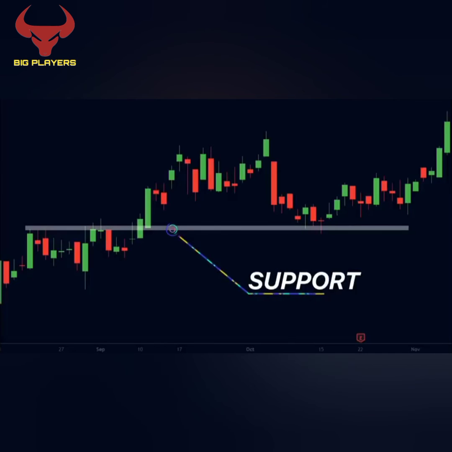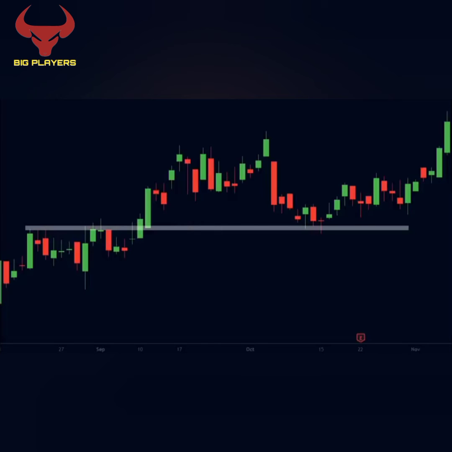So now, this level has turned from resistance to support. Later on, we see that the price made a pullback right at the support level. At the support level we see two pin bar candles that form in quick succession. This is a strong indication that the price may resume the upwards trend.